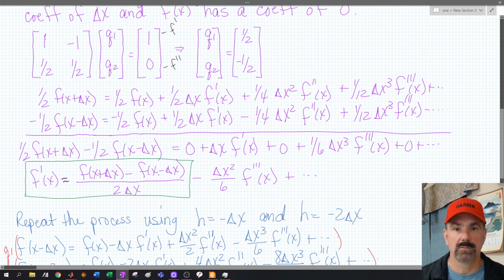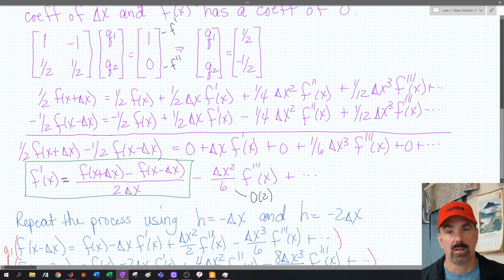What does this look like? This is the central difference approximation. The central difference approximation cancels out the delta x squared terms to give me an error, which is now delta x cubed divided by delta x, and this is order 2. So it's not order 2 as in it's twice as good. It is a power of 2. So if delta x is 1/100th, the error here is in the range of 1/10,000th. Much, much better than a forward or backward difference.